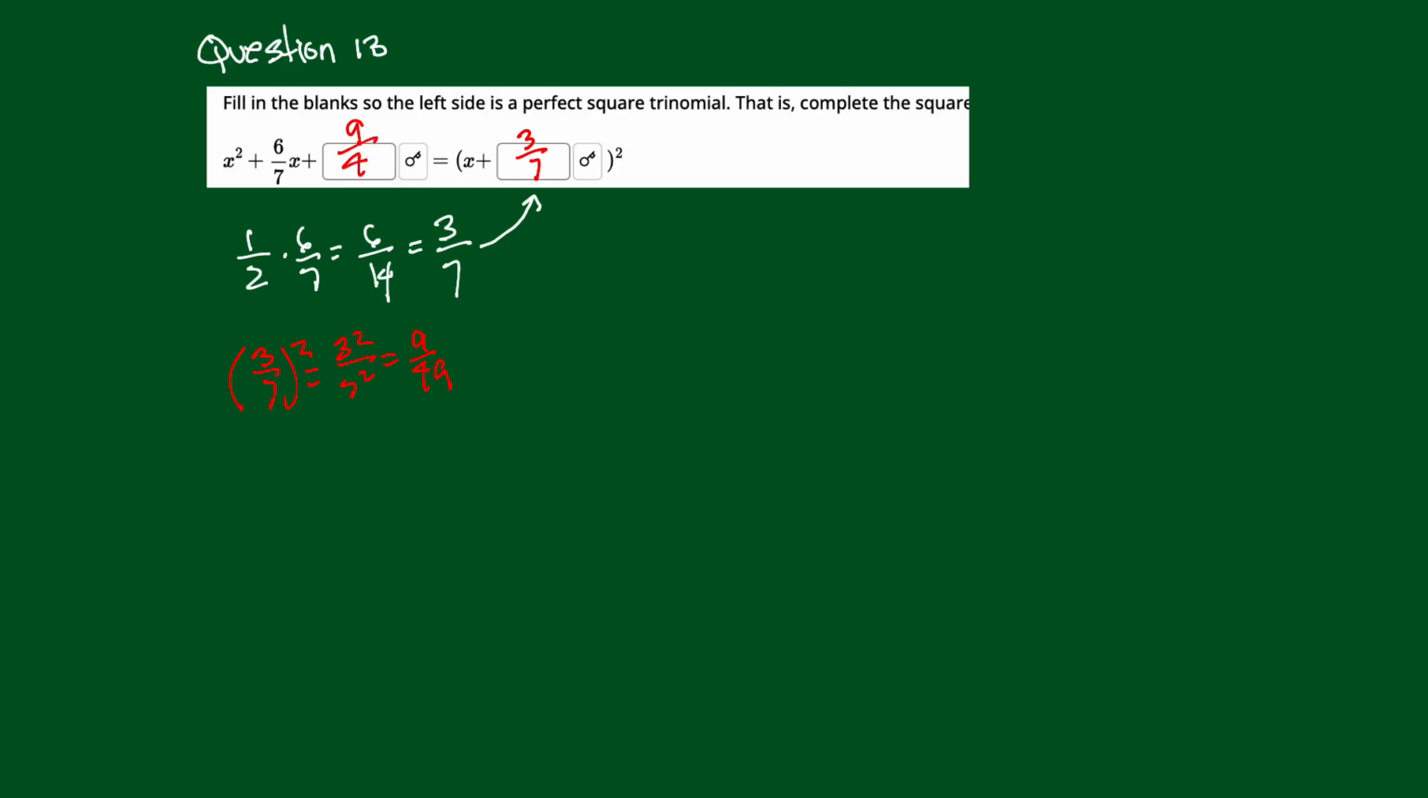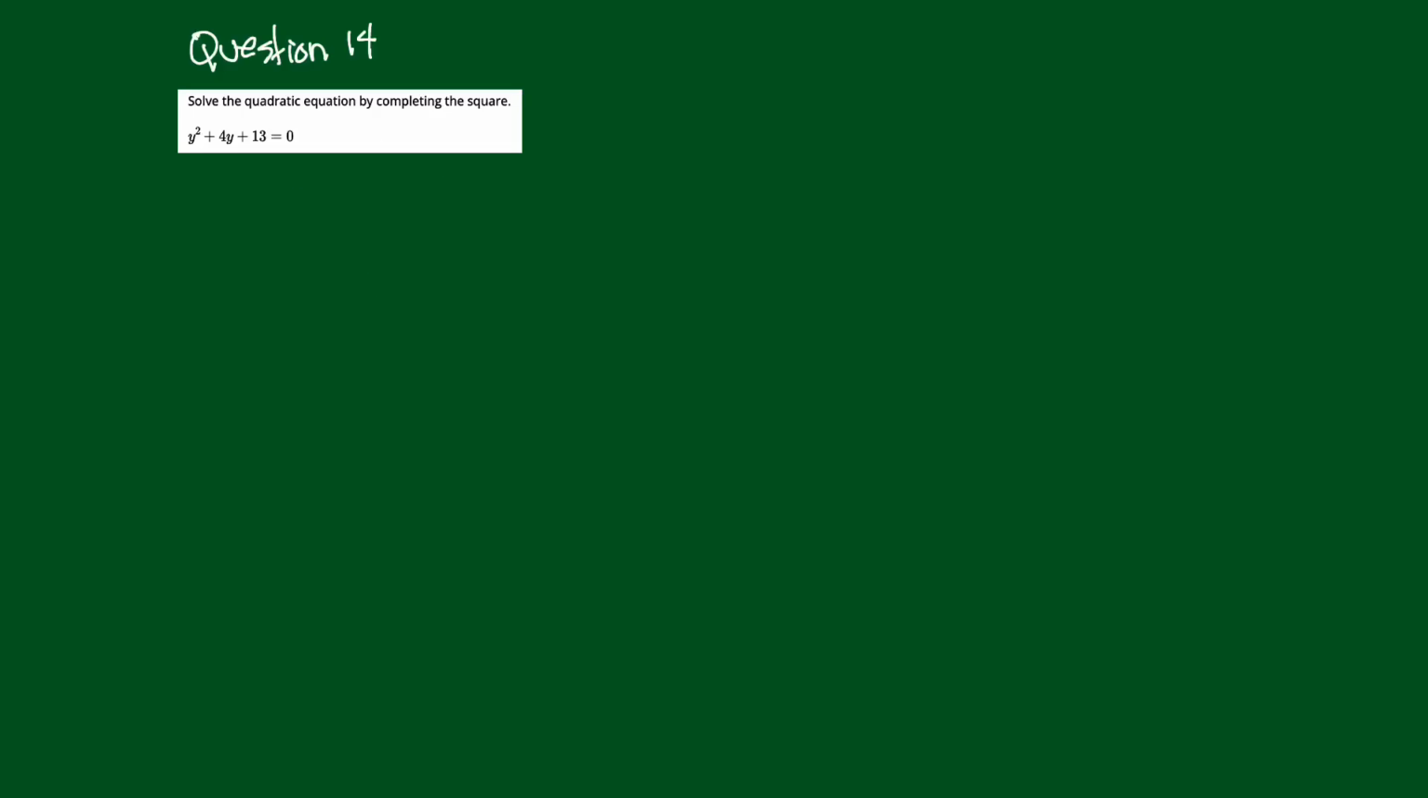9 over 49. Question 14 says to solve this quadratic equation by completing the square. Now, to complete the square, the first thing I'm going to do is ensure I have a 1 out here. All right, I've got a 1. And then I'm going to get this constant to the other side. Variables on one side, constant on the other. So how about if we subtract 13? So I'll get y squared plus 4y, I like to leave a space, equals negative 13.